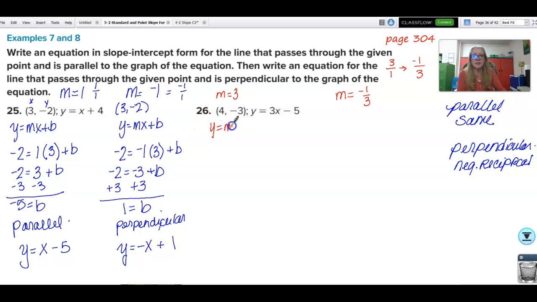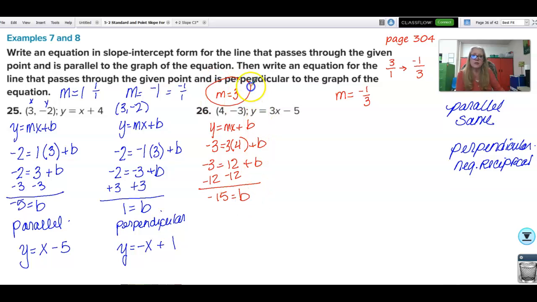Okay, all right, so we do this again. y = mx + b. This is y, negative 3, equals, the slope is 3, and the x coordinate is 4. Negative 3 equals 12 plus b. Then we subtract 12 from both sides, and we get negative 15 is b. So here's our slope, here's our y-intercept. The equation for the parallel line would be y = 3x minus 15. So that's the parallel one.